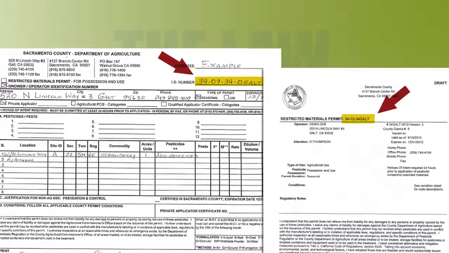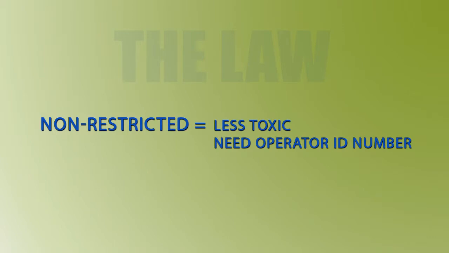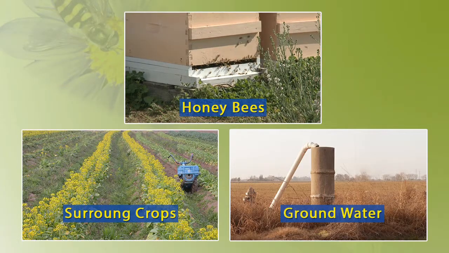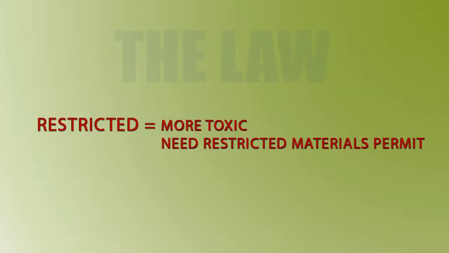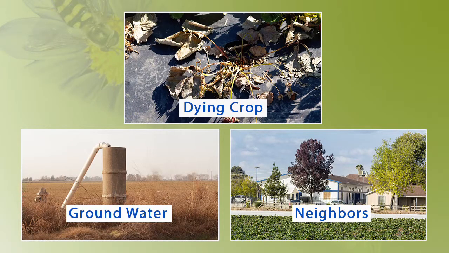The operator ID number is for the non-restricted materials that are normally chemicals that are safer either to the environment or to the honeybees, surrounding crops, groundwater. Restricted materials are ones that are usually more toxic. They can cause problems to the surrounding crops, the groundwater, your neighbors, so we watch them a lot closer, and that's why you need a restricted materials permit.